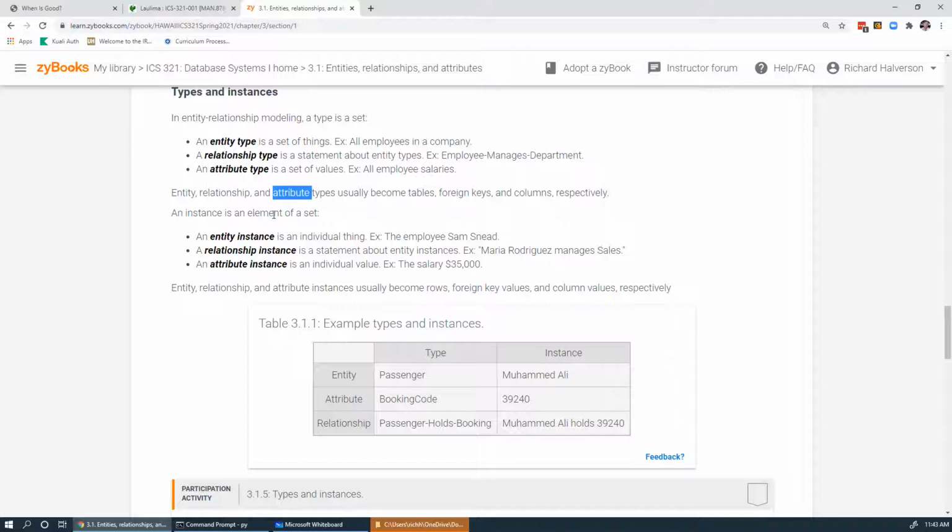An instance is an element of a set. So a particular employee. And a relationship instance is a statement like that. And an attribute instance is, for example, the person's salary, which should be pretty low.